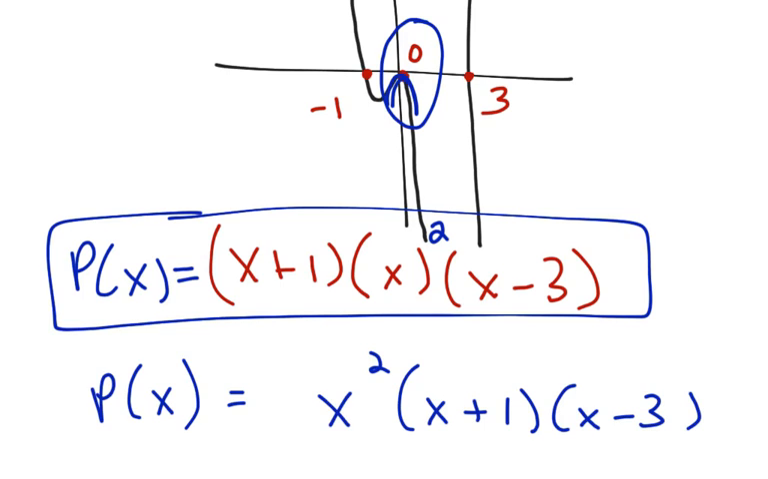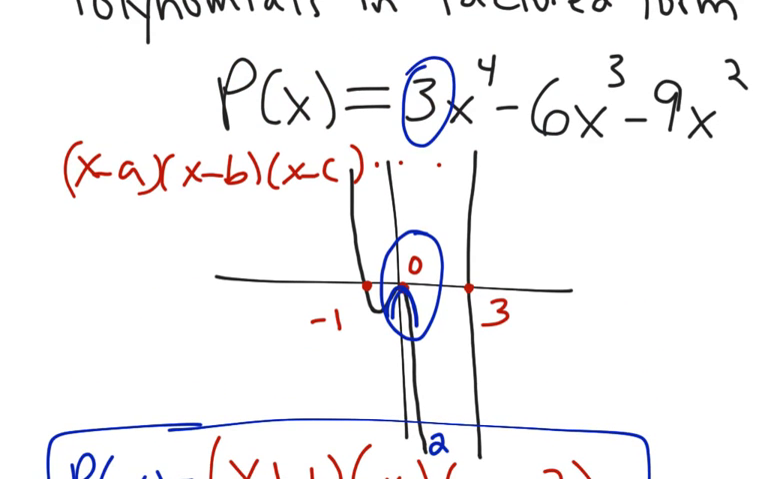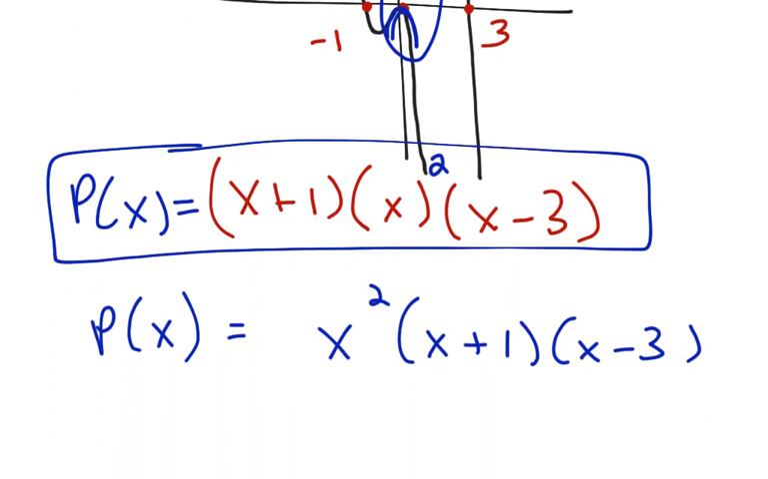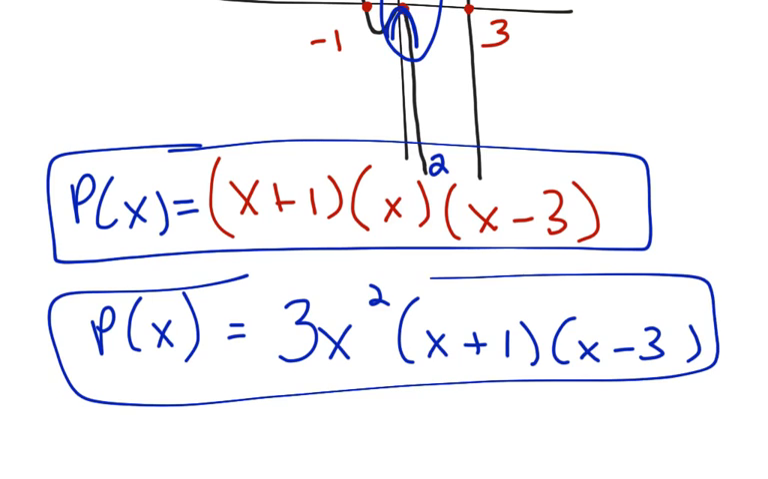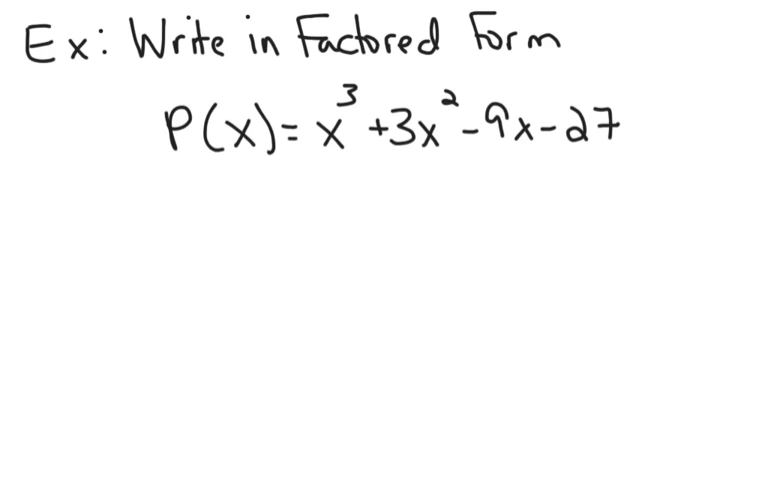There's one other thing that I want to point out, which was that the leading coefficient was a 3. Whatever the leading coefficient of a polynomial is, when you're done factoring it, it just gets written in front of the factored form. So the factored form of 3x to the 4th minus 6x to the 3rd minus 9x squared is 3x squared, x plus 1, x minus 3. And all we did was use the zeros from the graph to help us write it in factored form. Is there an algebraic way of doing this? Absolutely. But I think this is the most straightforward.